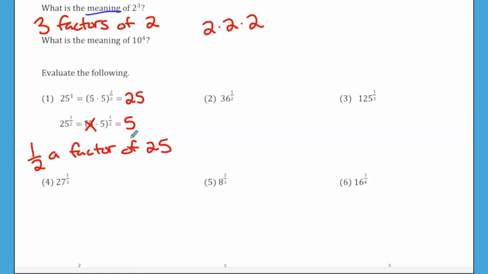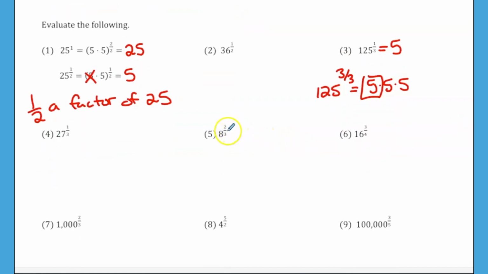So once you explain this to students, they can get the hang of it. So 125 to the 1/3 power, well, if we were looking at the 3/3 power, that would be 5 times 5 times 5. We just want one out of these 3 factors, so that would be 5. It works for other fractions where the numerator is not always 1. So 8 to the 2/3 power, if we looked at 8 to the 3/3 power, that would be 2 times 2 times 2. Out of these 3 factors, we just want 2 out of the 3, so that would be 4, because 2 times 2 is 4.